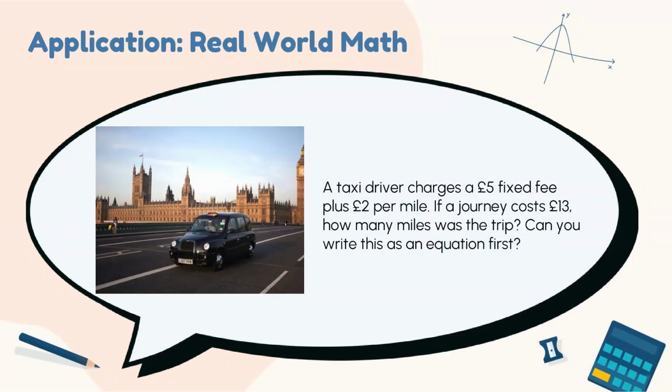Now, let's apply linear equations to a real-world problem. A taxi driver charges a £5 fixed fee plus £2 per mile. If a journey cost £13, how many miles was the trip? First, let x represent the number of miles. The cost is made from 2 parts, £2 per mile plus the fixed fee of £5. So the equation is 2x plus 5 equals 13. Now, we can solve it.